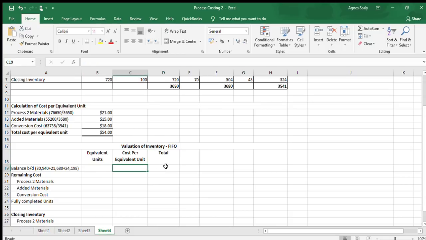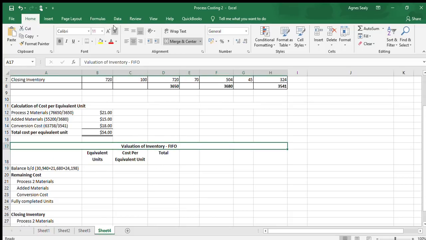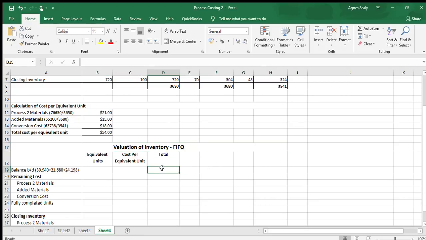So the total cost for our inventory, the 410 units, will be 30,940 plus 21,680 plus 24,198, $76,818.